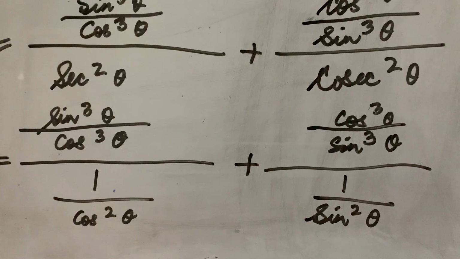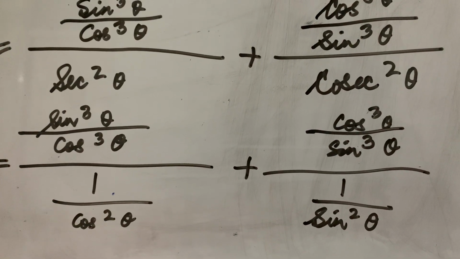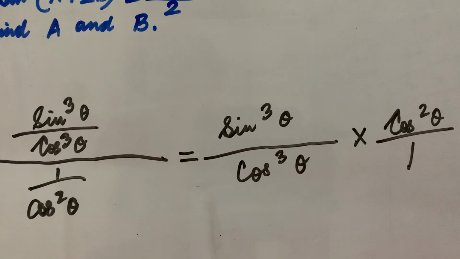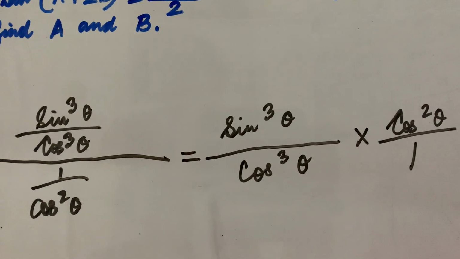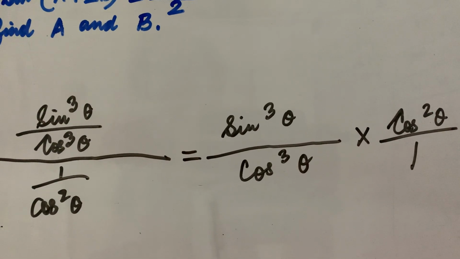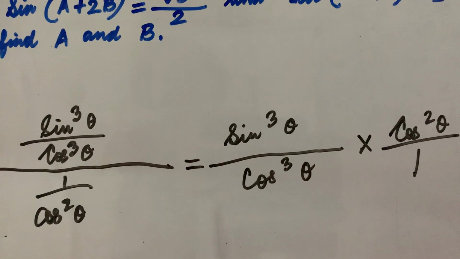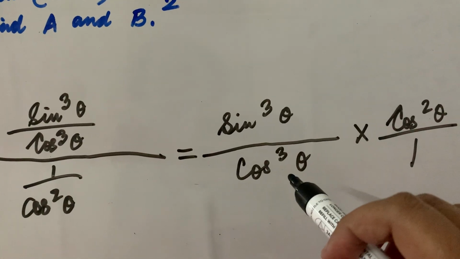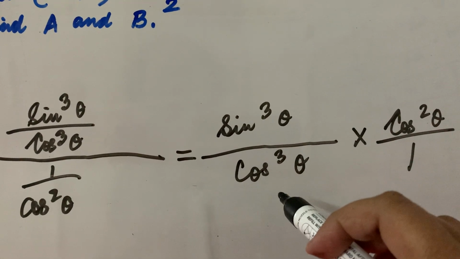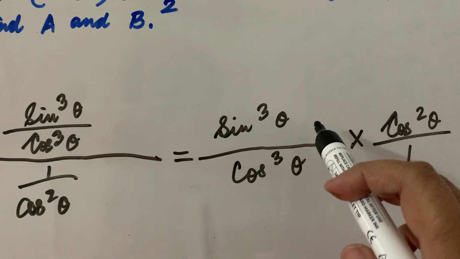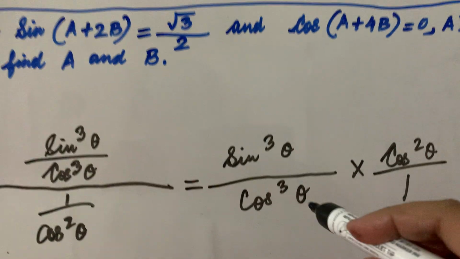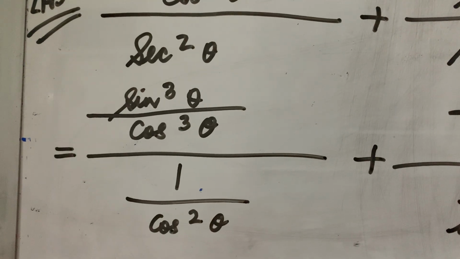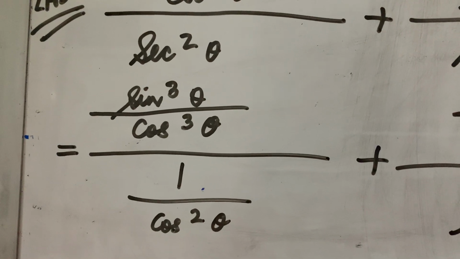Let's do the division and see what we get. Sin cube theta by cos cube theta divided by 1 by cos square theta. What is that? It is simply sin cube theta by cos cube theta into cos square theta by 1. Now this is cos square theta, this is cos cube theta, so we can cancel it, and so the denominator will be only cos theta and the numerator will be sin cube theta. So this will be sin cube theta by cos theta.